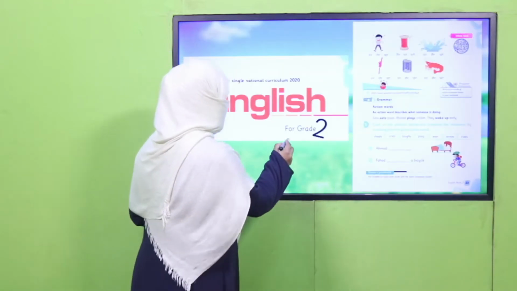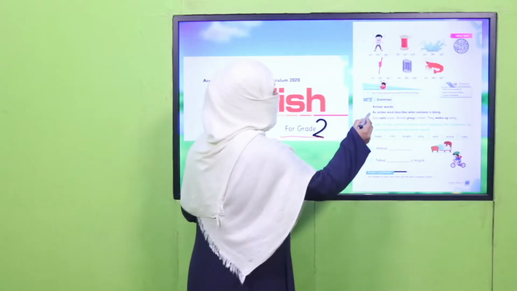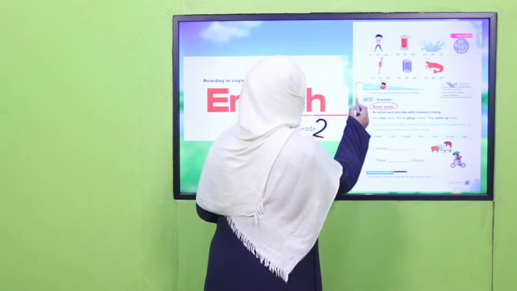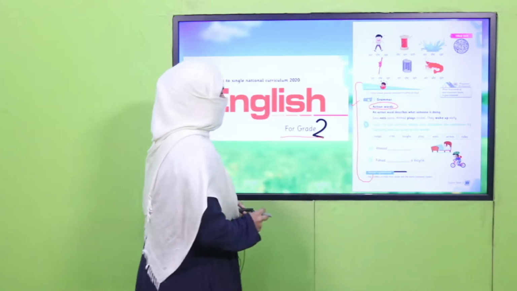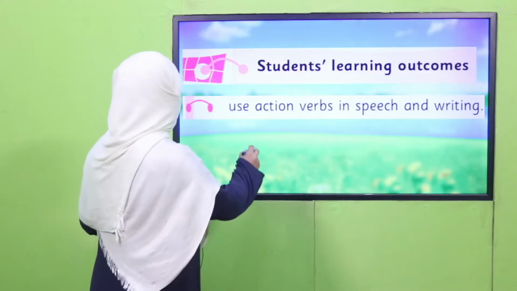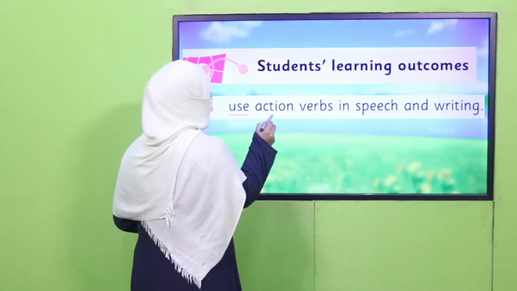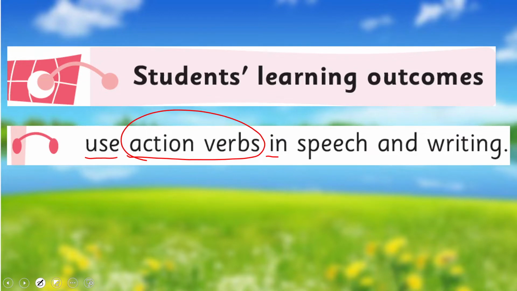Before this, in your previous class, English for Grade 2, I have taught you action words. I hope you remember. If not, you may watch this video again. We will learn further and we'll cover the SLO to use action verbs in speech and writing. This is our today's SLO. Let's start with the name of Allah subhanahu wa ta'ala.